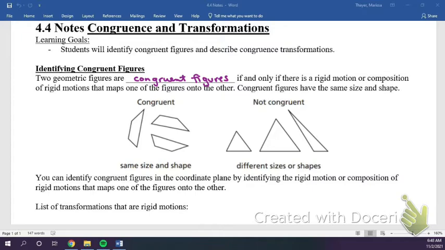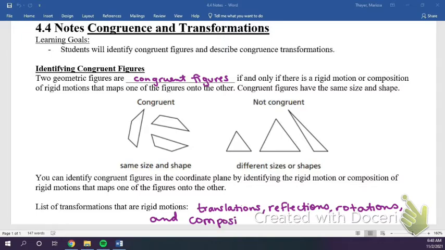Some examples of rigid motions would be translations, or shifting on the graph, reflections, reflecting over a line of reflection, rotations, and compositions of those three. So you could translate and then reflect, or rotate and then translate.